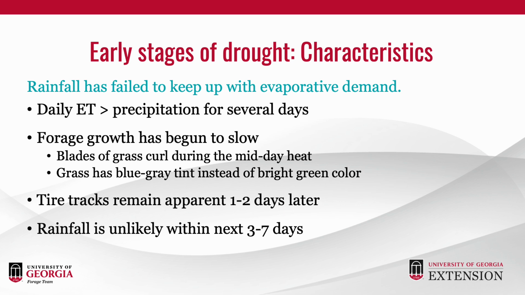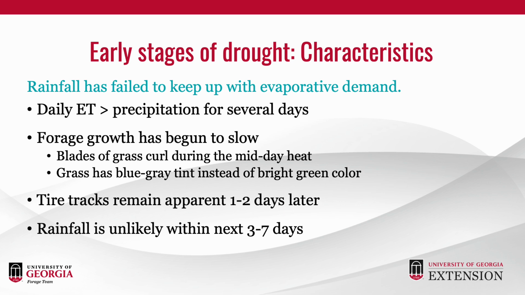So starting off, we have the early stages of drought. Some characteristics of this is when rainfall has failed to keep up with our evaporative demand, which means our daily ET, or evapotranspiration, has exceeded our precipitation for several days. Evapotranspiration is simply the loss of water to the atmosphere from both evaporation and transpiration.